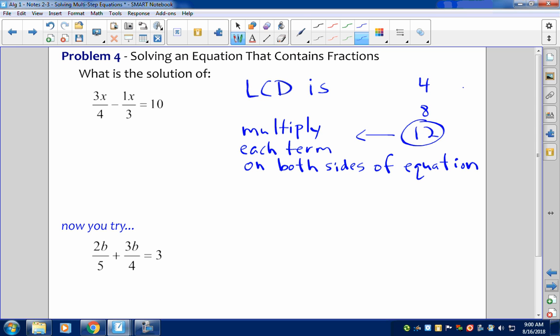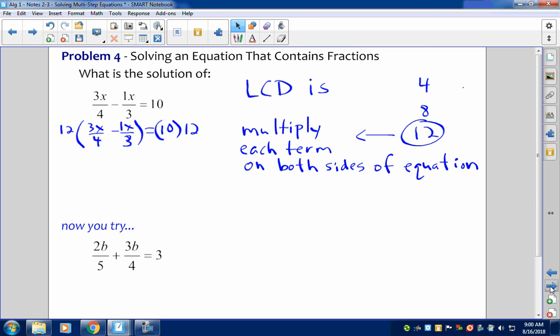Okay? So what some students will do, at least more advanced students, I'm going to start you off with a little different, but I'll show you the first step that they would do. They would write the 12 here, and then in parentheses they'd have 3x over 4 minus 1x over 3 equals 10 in parentheses times 12. So, one of my pre-calculus students would probably do it like this, and then do the distribution in their head. I'm going to show you exactly what we're doing, okay? Because it gets confusing on the canceling when you're using that same term 12 twice to cancel.